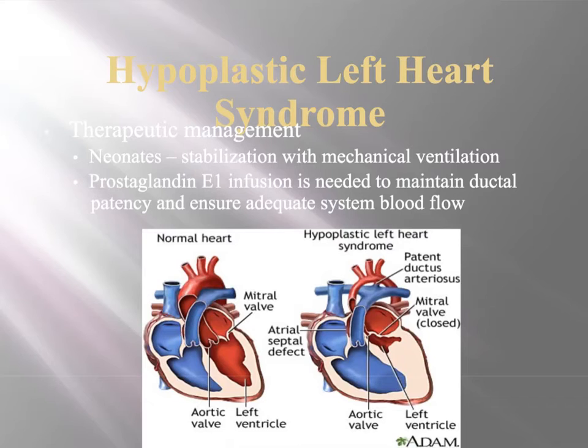Is when we give prostaglandin inhibitors. So the prostaglandin infusion is needed to maintain ductal patency. So we're going to give this kid prostaglandins because the prostaglandins is going to open it.